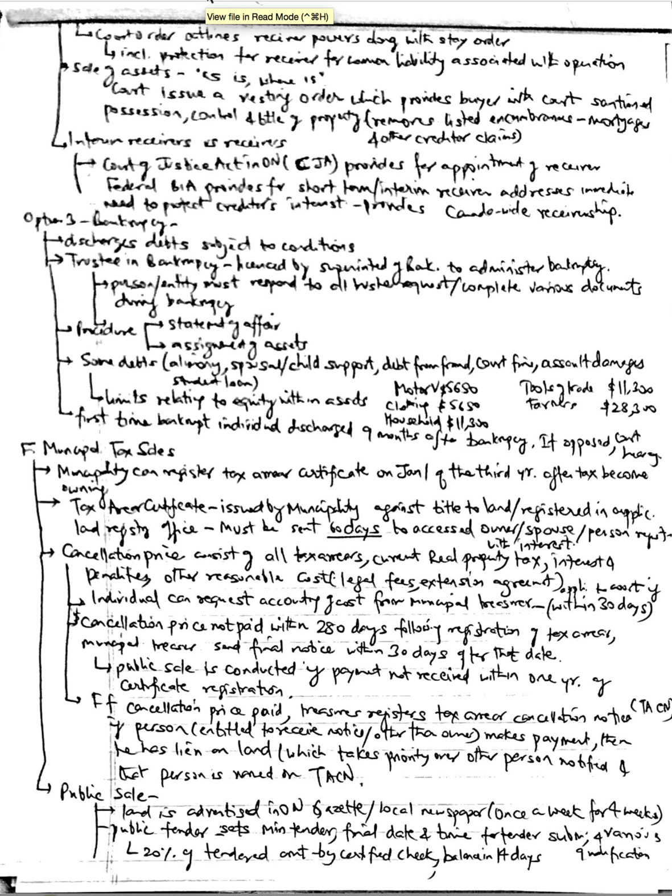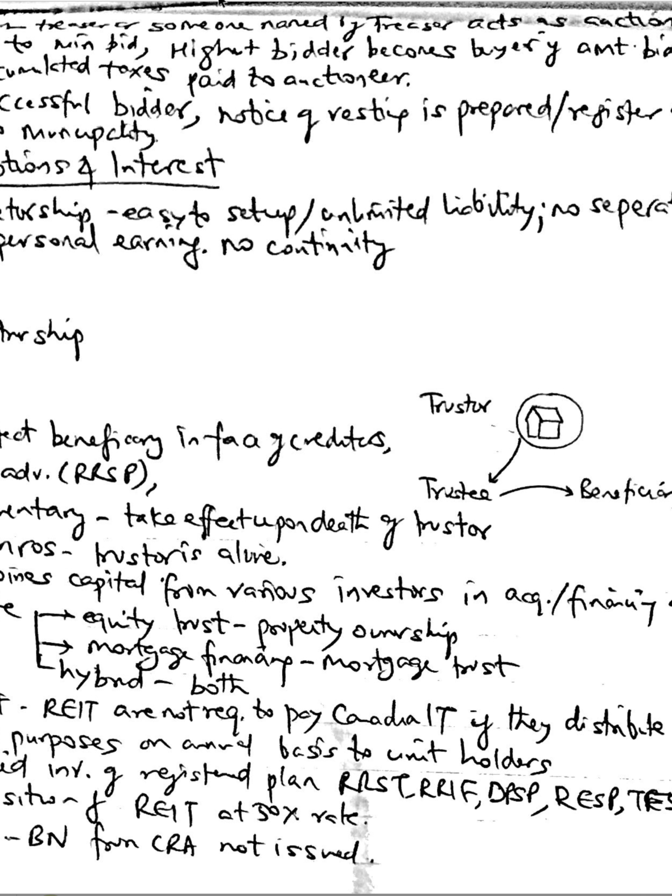He or she must keep track of and maintain contact with the bankrupt individual. The person or entity must respond to all of the trustee's requests and complete the various documents during the bankruptcy, reporting about earnings, living expenses, and significant changes. Procedures. If an individual or entity declares bankruptcy, two forms are completed: a statement of affairs listing all assets, liabilities, income, and expenses, and an assignment of assets.